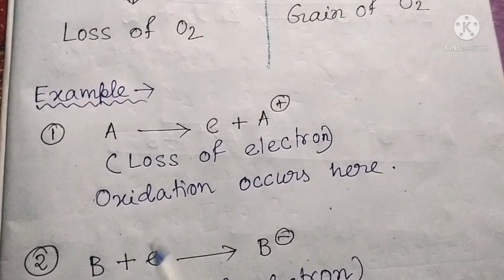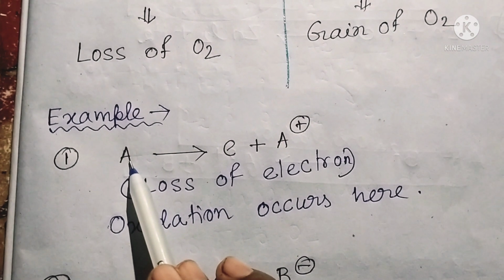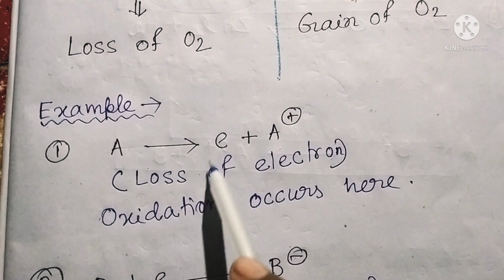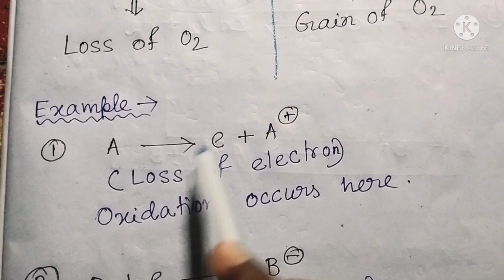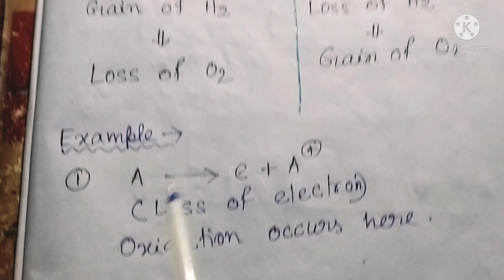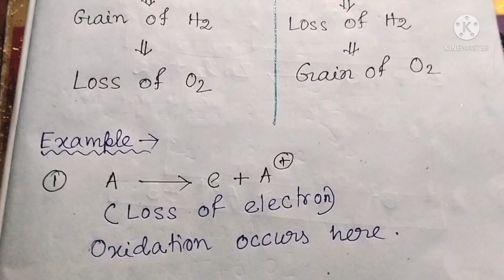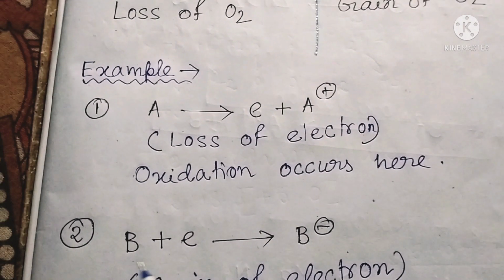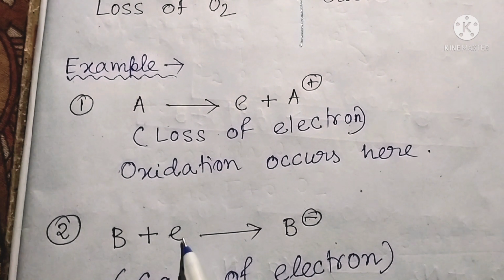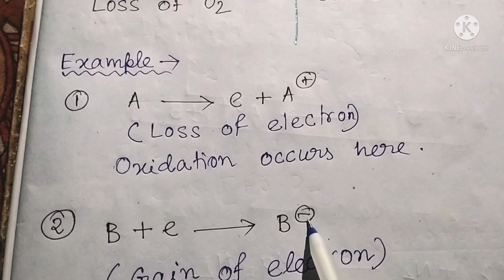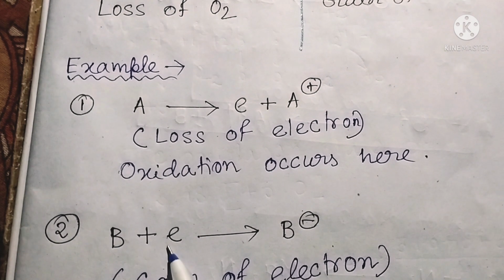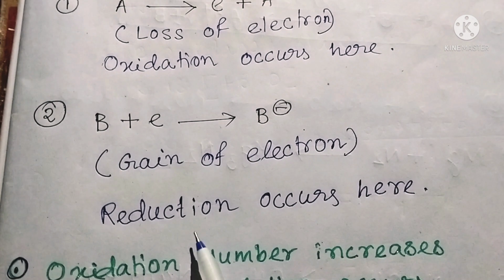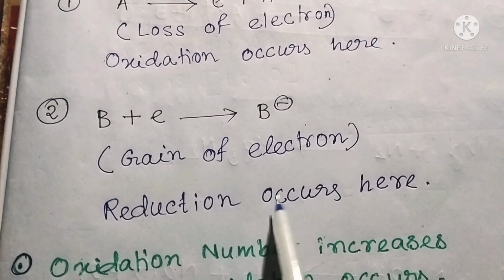Now let's see some examples. Here from A we get A plus and an electron. So here loss of electron occurs, and loss of electron means oxidation occurs because oxidation is loss of electron. Next example is B plus electron turns into B negative. That means here gain of electron, so this is reduction because reduction means gain of electron.